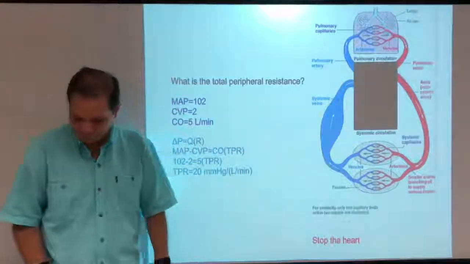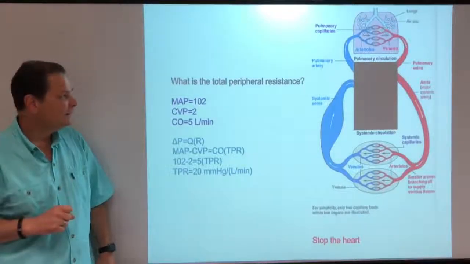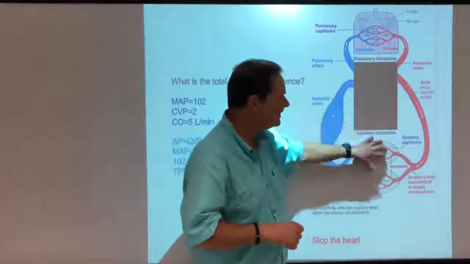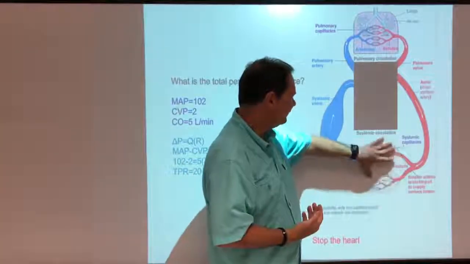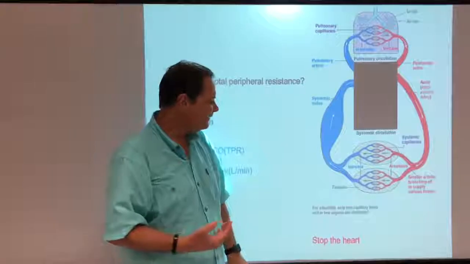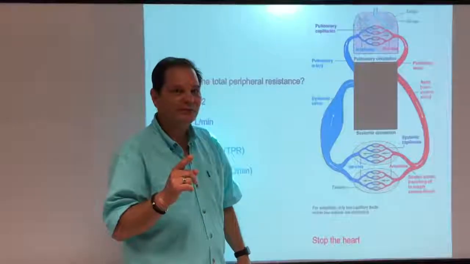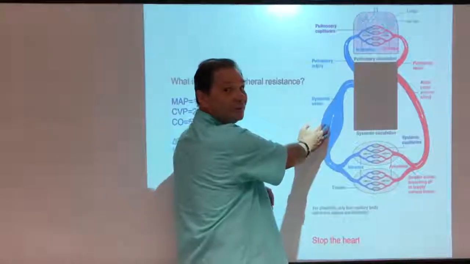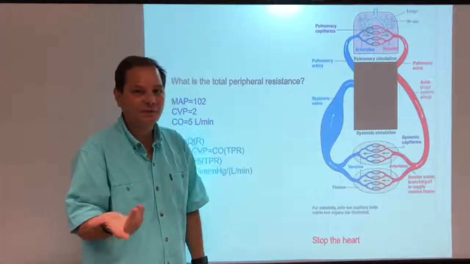Now, here's what I want you to do. I want you to stop the heart. At the instant that I stop the heart, at the very instant, no time taking place, it just stops instantaneously, what is the flow through the system? The tendency of a lot of people is to say it's zero. It's not zero, not at the instant you stop the heart. At that instant, the pressure here is still 102 and the pressure here is still 2, and blood is going to continue to flow from here to here. It's going to take time for that blood flow to stop.